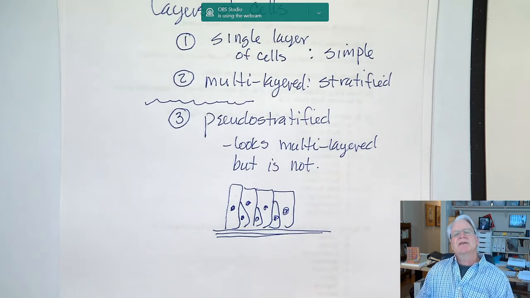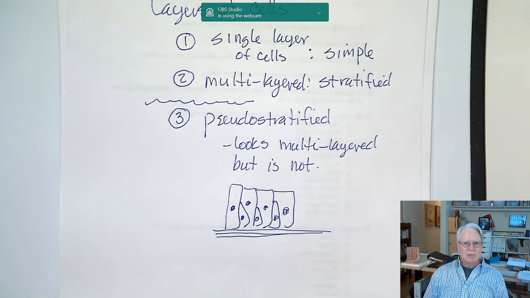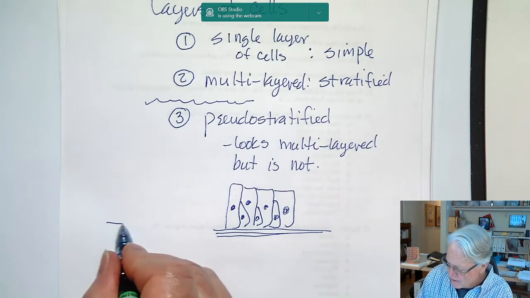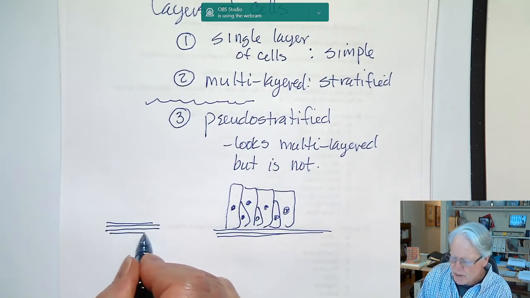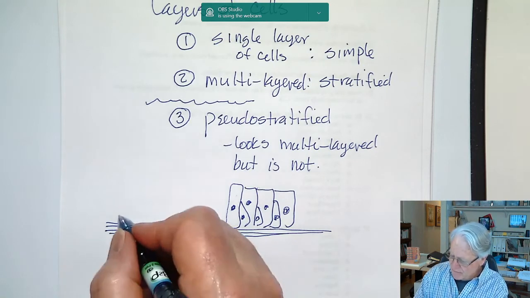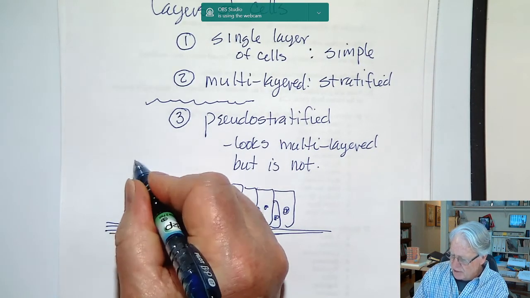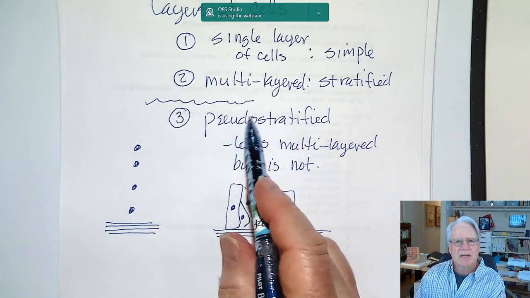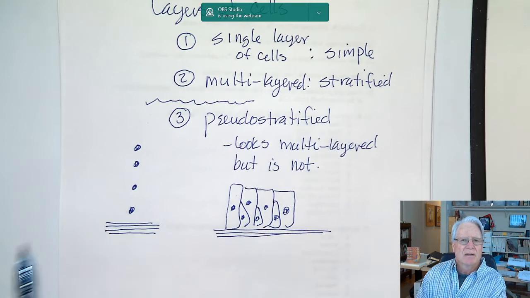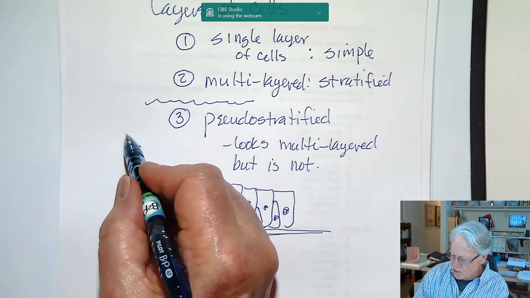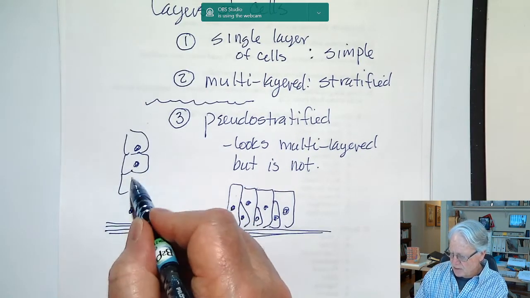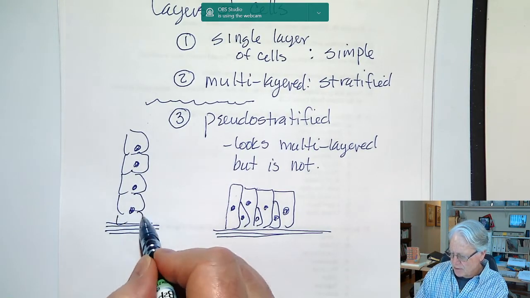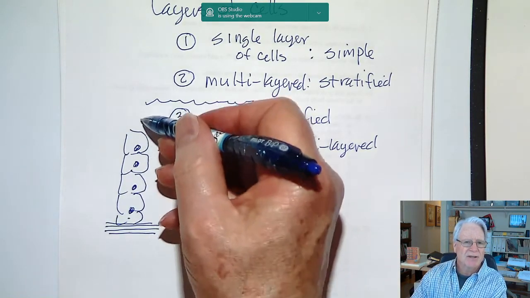So one of the things that you're going to be able to do to tell whether you have a single layer, simple, or stratified is count the number of nuclei. If you can identify, and this is why knowing where the basement membrane is so important, multiple layers of nuclei, that indicates you're looking at a multi-layered or stratified layer of epithelial tissue, because each one of those would represent a cell, okay? And so you would have them stacked on top of each other.